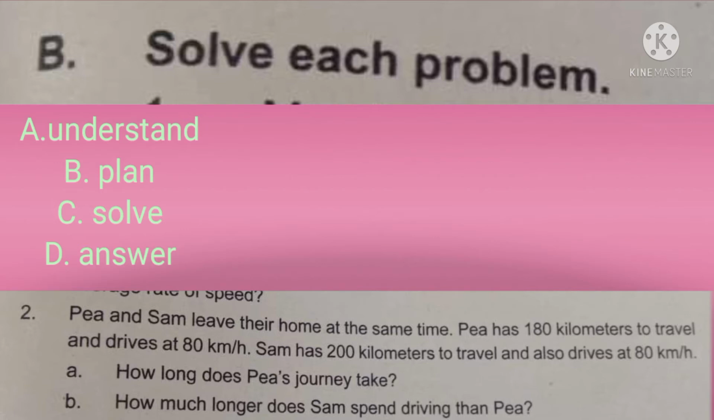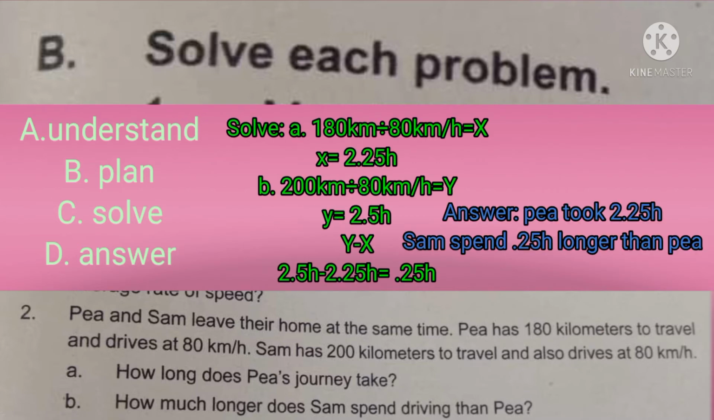So let's plan what operation to use. A. Division. B. Division and subtraction. What is the equation? A. 180 km divided by 80 km per hour is equal to x. B. 200 km divided by 80 km per hour is equal to y. Then y minus x. So let's solve.